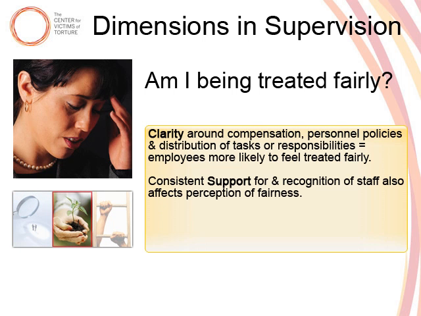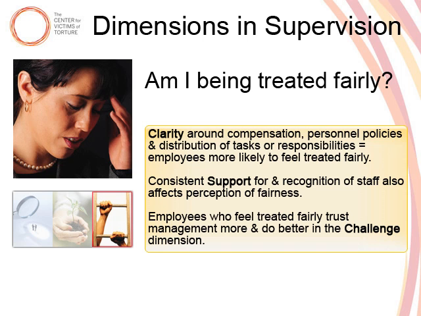The support dimension also plays a role in perception of fairness. When they see the organization provide consistent support for and recognition of staff, employees are more likely to feel fairly treated. How an employee answers the question, "Am I being treated fairly?" is a good indicator of the trust level between the employee and management. Employees who feel fairly treated and feel a good level of trust in management are more likely to have desirable attitudes with respect to the challenge dimension. They are likely to feel more committed to the organization and be willing to give extra effort.